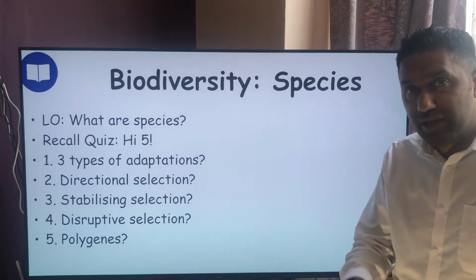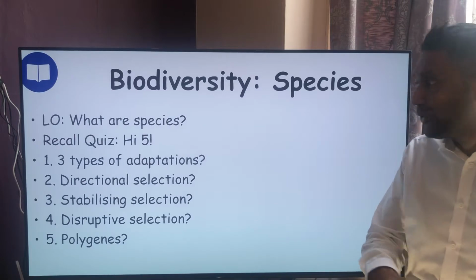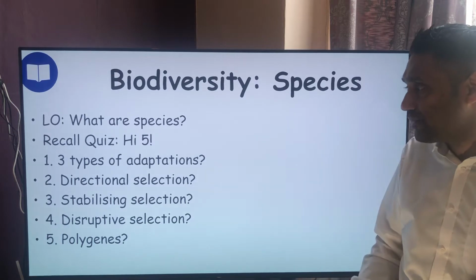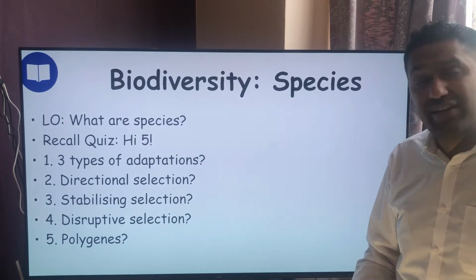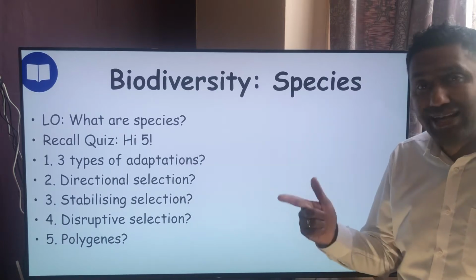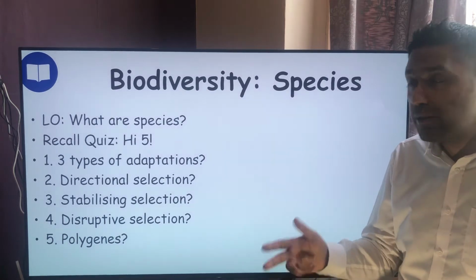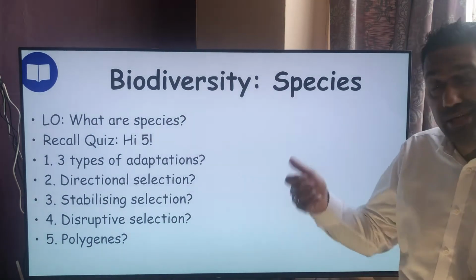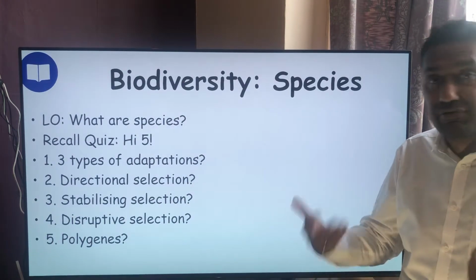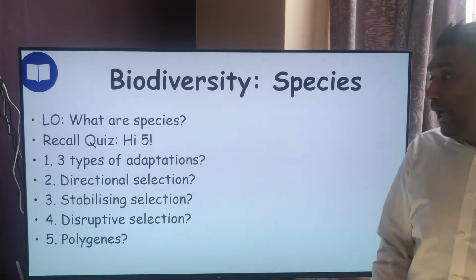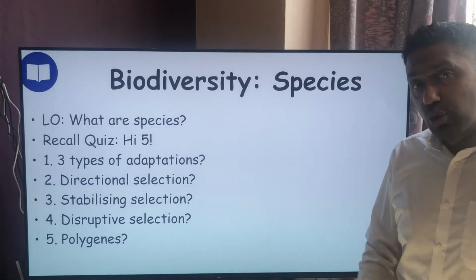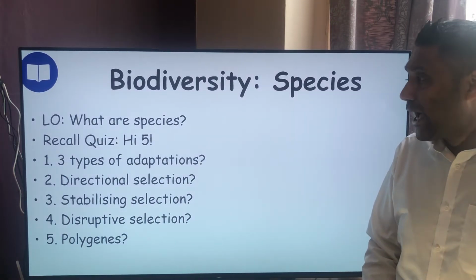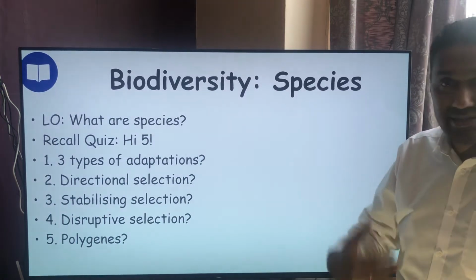So if you've unpaused the video and you've had a go at those questions, make sure you've got the sketch of the graph and a little explanation behind each type of selection. All right, number one then. The three types of adaptation we talked about were number one, anatomical, number two, physiological, and number three, behavioral. The examples we gave last time: anatomical is the physical features, for instance the color of your wings on a peppered moth. The physiological is the biochemical reactions and also physiological mechanisms that happen within an organism. And the behavioral was an example of things like flying south for the winter.